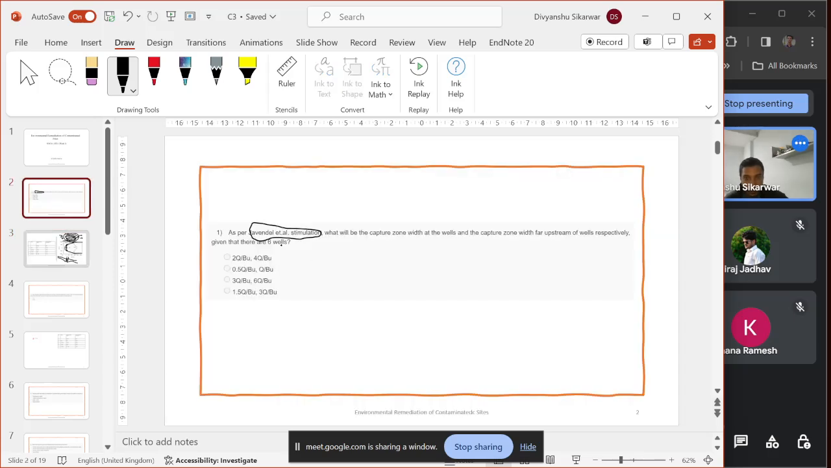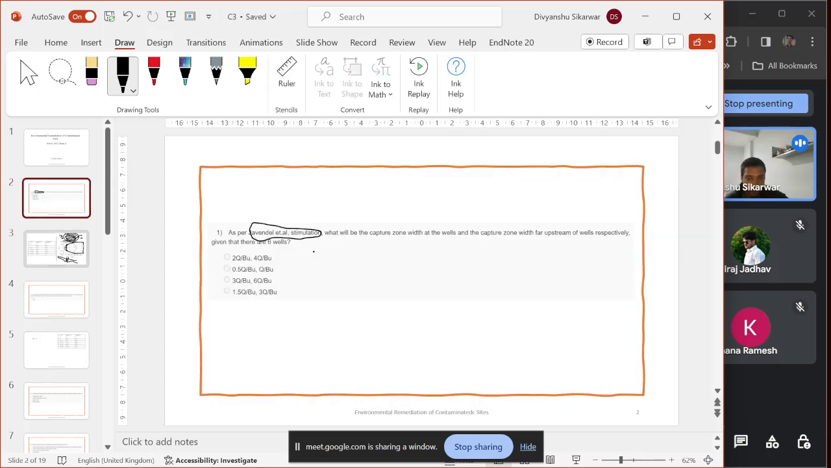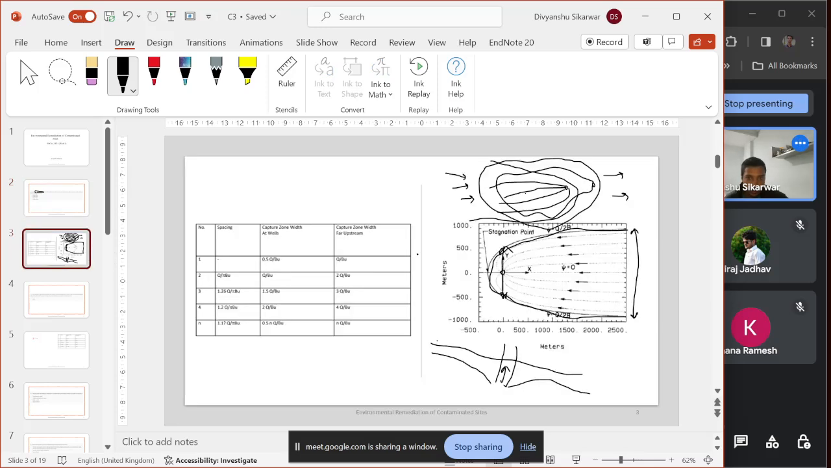In this question, he is asking for two pieces of information. One is the capture zone width at the well and the other is the capture zone width far upstream. This is far upstream. This is the capture zone width far upstream. These two values we have to calculate. This question asks for these two values for six wells.